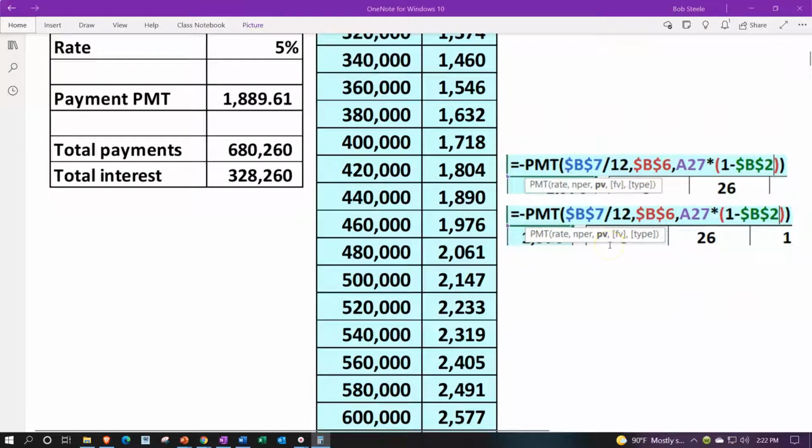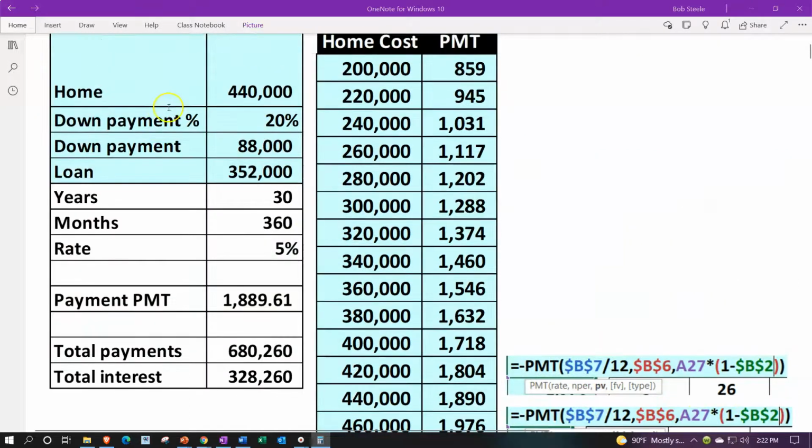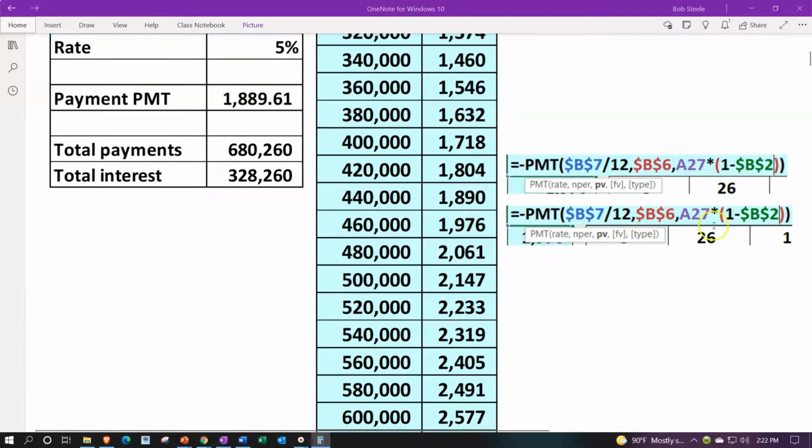Then, comma, the present value references the home price here times, in essence, 80%, but calculating that 80% by taking 1 minus the 20% rate, making that absolute so that rate cell doesn't copy down. The B2, same. The only one that does copy down is this cell reference, the home value, which is the A20, which the A27 would copy down if this were two separate cells here. This is the same formula being referenced.